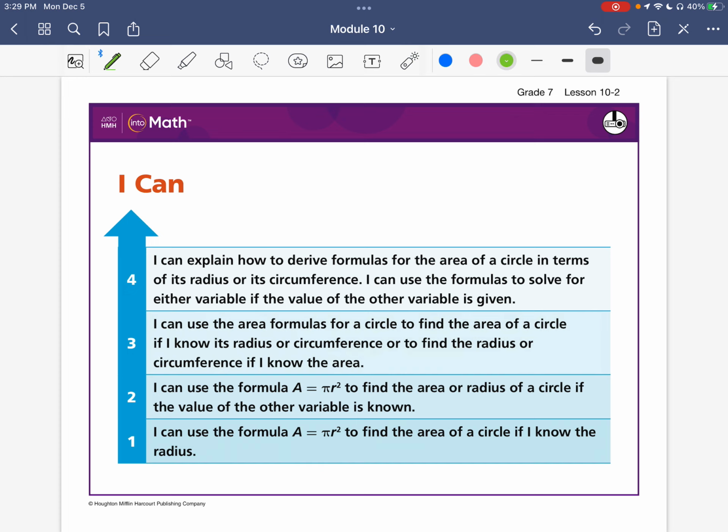Here is grade 7, module 10, lesson 2. Our I can statement is I can use the area formulas for a circle to find the area of a circle if I know its radius or circumference, or to find the radius or circumference if I already know the area.